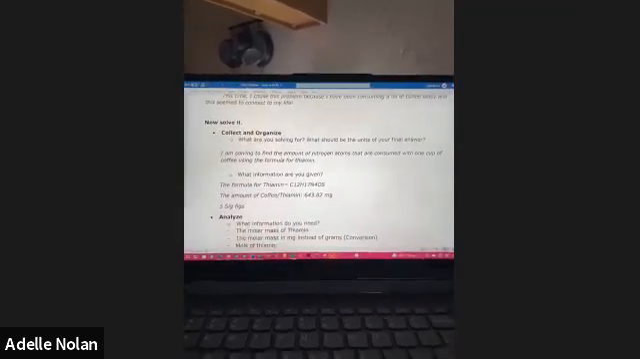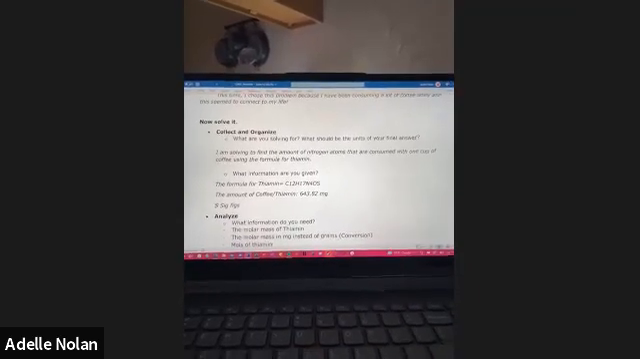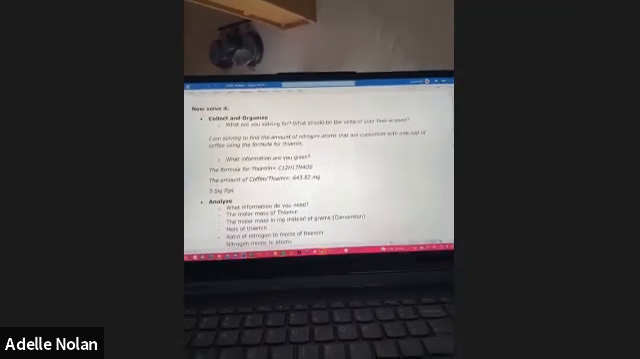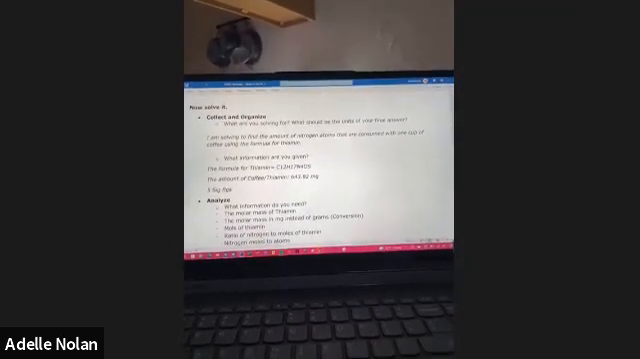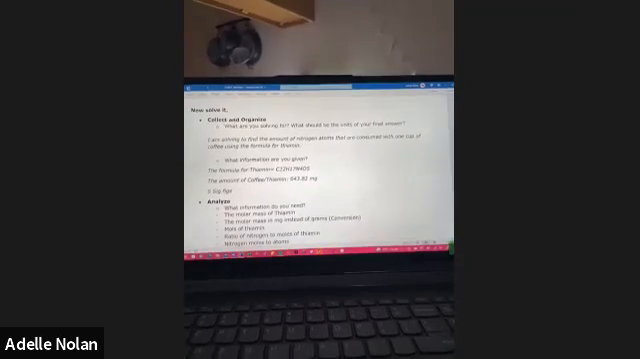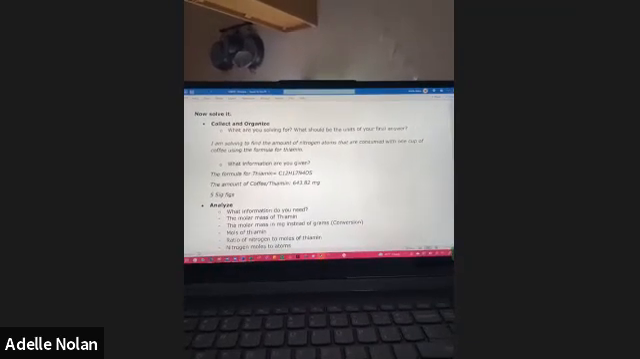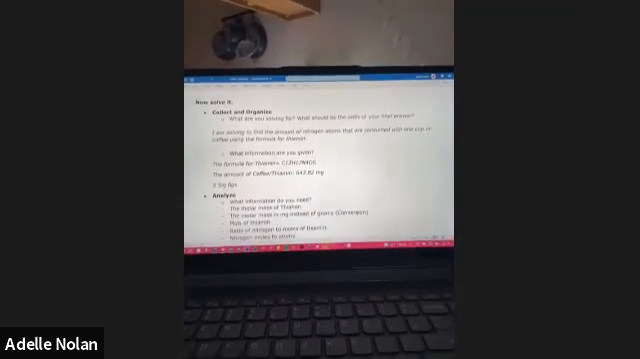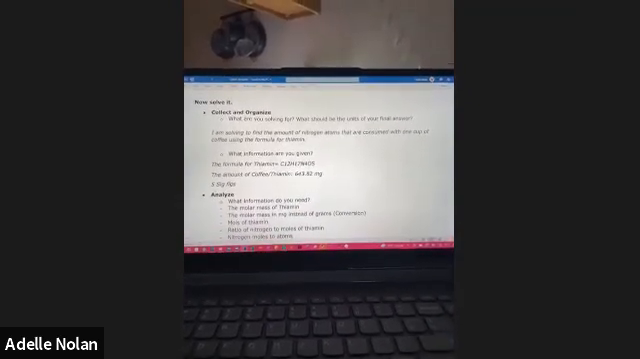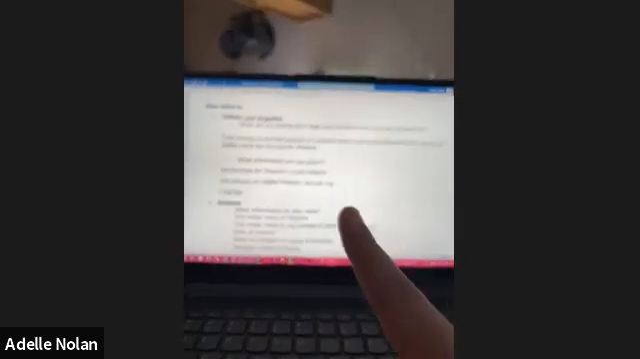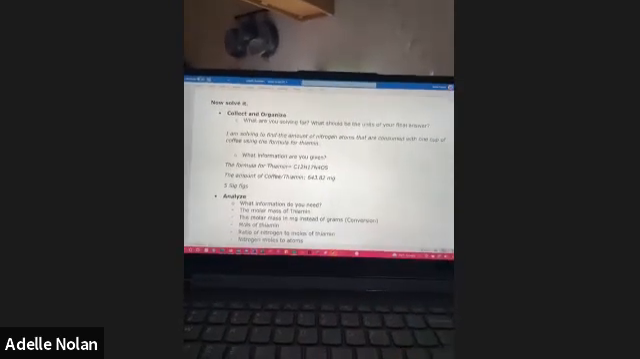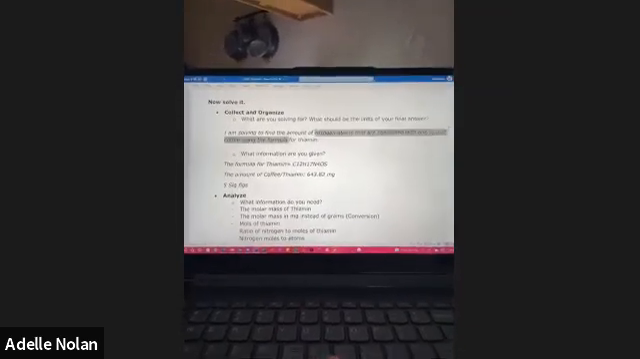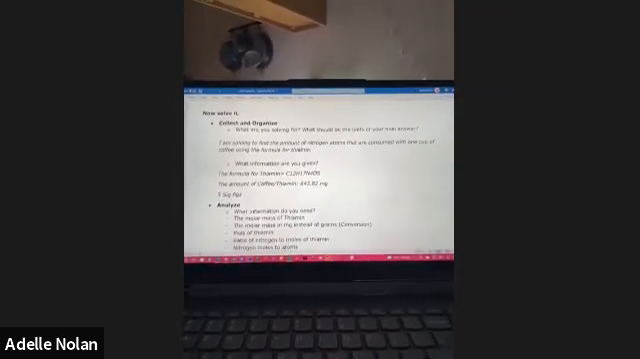Okay, so now we're going through the COAST stuff, collect and organize. What are you solving for? What should the units of your final answer be? I put a word problem as well as some information. I'm solving to find the amount of nitrogen atoms that are consumed within 1 cup of coffee using the formula for thiamine. And the units of my final answer should be in milligrams, or never mind, sorry, I'll get to the milligram stuff later. My final answer, the units will be in atoms because we are solving for the number of atoms, which is a unit of measure.